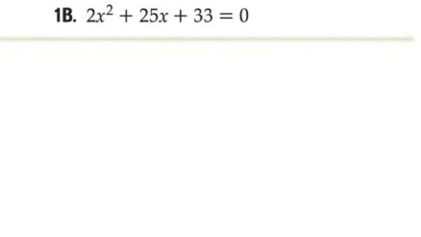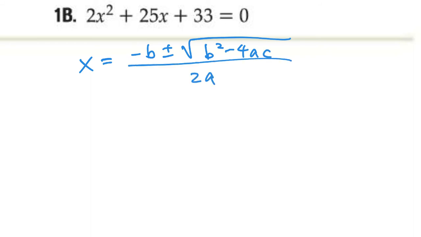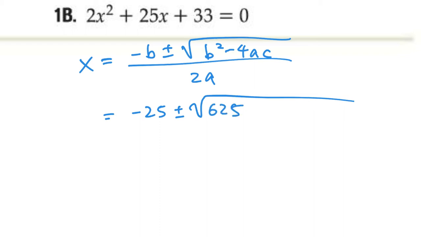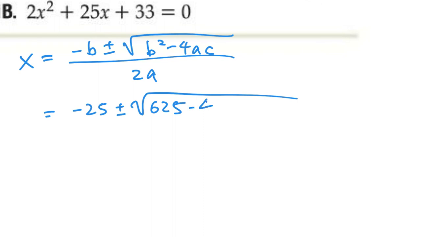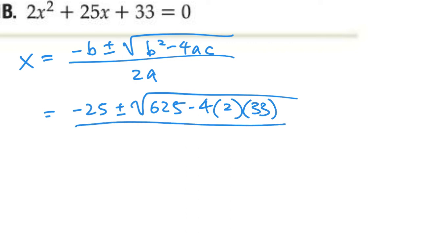Okay, so 1b, I'm going to go ahead and write the formula first. X is equal to negative b plus minus square root of b squared minus 4ac over 2a, which means b is 25, so negative 25 plus minus square root of 25 squared, 625, and then minus 4, a is 2, c is 33, over 2a, which is 2 times 2, is equal to negative 25 plus minus. I'm going to go ahead and put that all in the calculator.